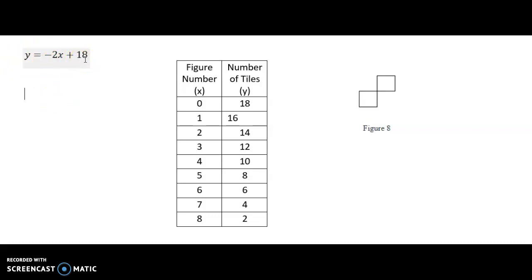For your quiz this week, it's going to be something very similar to this. It's going to give you kind of broken parts of two different things, two different representations, and you've got to put them together to try to come up with the rule.